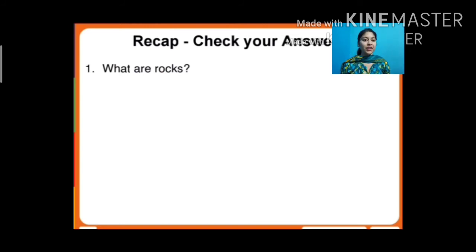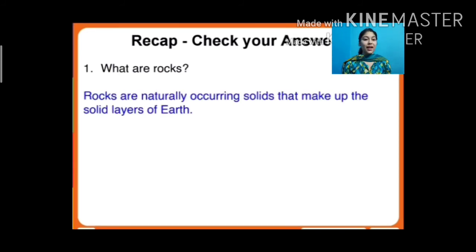The first question is, what are rocks? Rocks are naturally occurring solids that make up the solid layer of the earth. Rocks are not man-made. They take years to form. They are very solid. You all have seen rock. It's very hard.